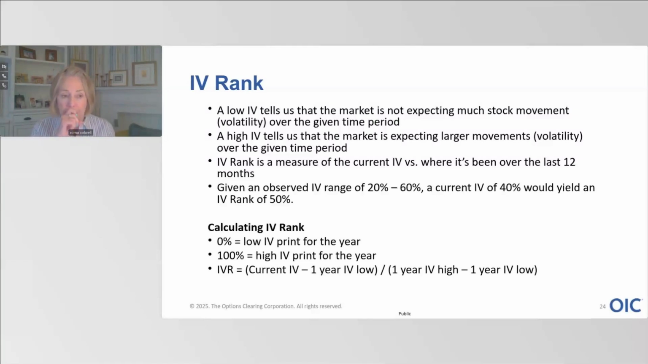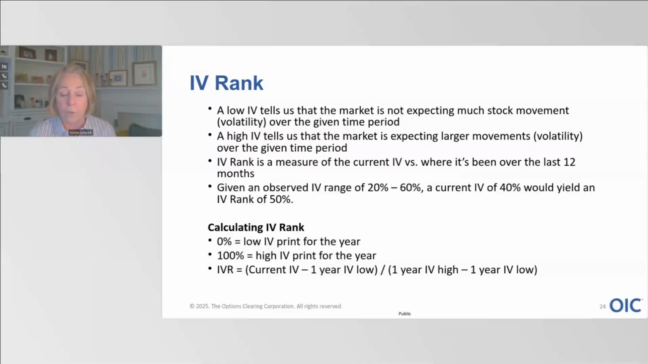So here's another way to look at it. If I'm looking at the rankings, I'll start with the beginning. A low implied volatility tells us the market is not expecting much. High volatility tells us it is expecting a lot.